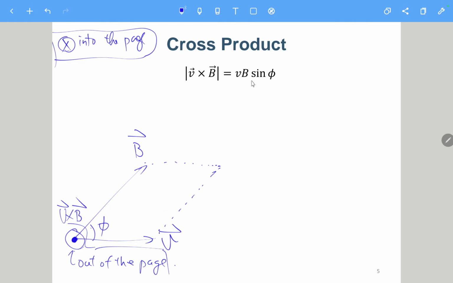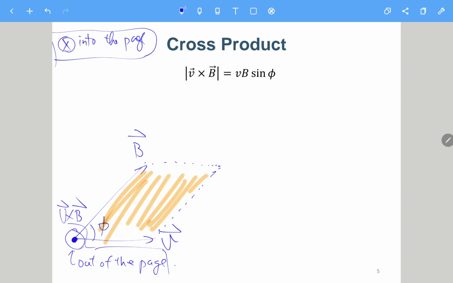Actually, this is the magnitude of V cross B. So in this figure, what can represent V cross B? It is the area of this parallelogram. Suppose we have two vectors pointing in two directions, and we draw a line parallel to B and another line parallel to V. This parallelogram will have the area of V cross B.